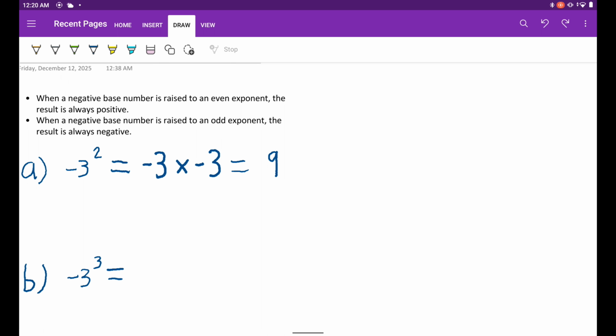So as we can see, the rule held up because we had an even exponent and we ended up with a positive final answer.